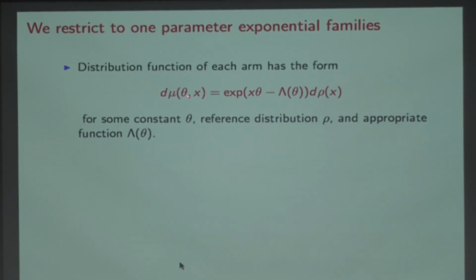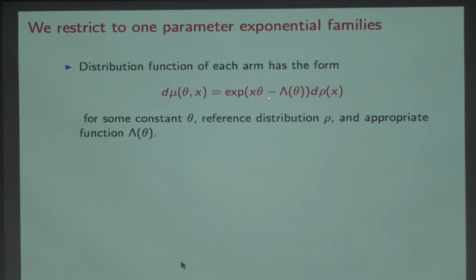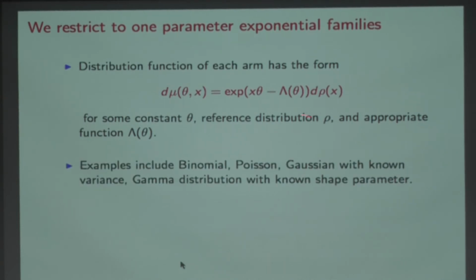This is x times some parameter theta. This is some reference measure rho of x. So this is some measure that I have. It doesn't even have to be a probability measure. It could be discrete. It could be continuous. And then I have one parameter here. And this lambda of theta is just something which makes this a probability distribution. This is a normalization function. So this structure can be shown to be true for the binomial distribution, Bernoulli distribution, Poisson distribution, Gaussian with known variance, gamma distribution with known shape parameter. So there are a fair amount of distributions which fit into this framework. So I'll restrict myself to just these distributions.